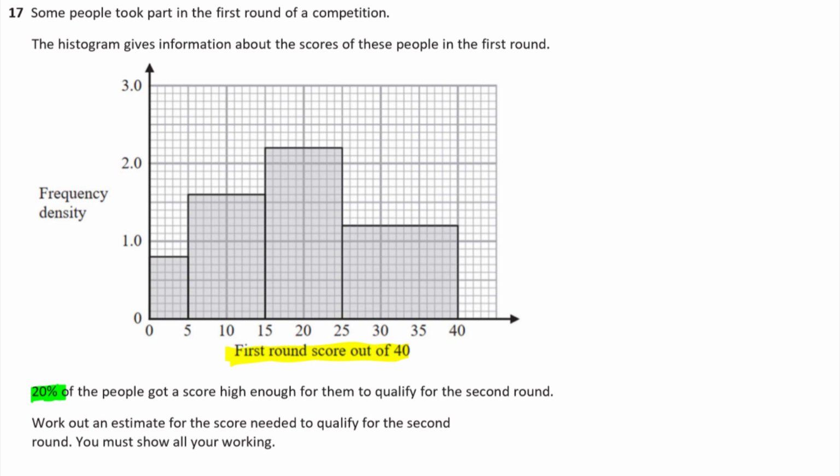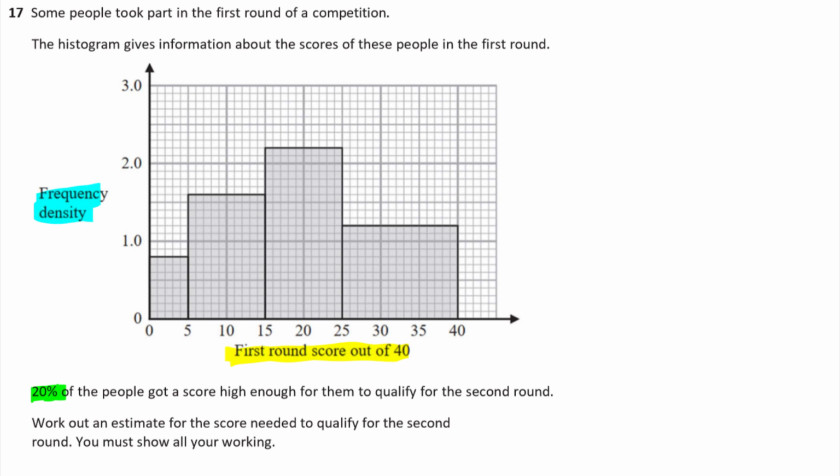Okay, so first step, let's find out how many people took part in the competition. Now, in a histogram, the frequency is not the height of the bar. That is the frequency density, isn't it? This is frequency density up here. So the frequency is the area of the bar rather than its height. So what we need to do is to work out the area of each bar. Now, luckily that's not hard because they are rectangles, and rectangles are not very complicated, are they?